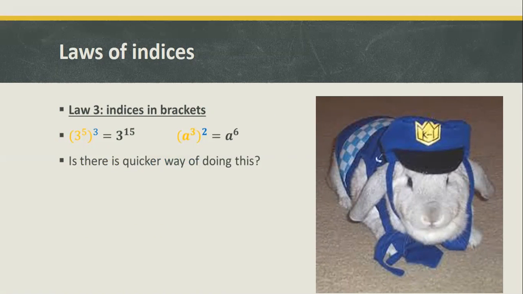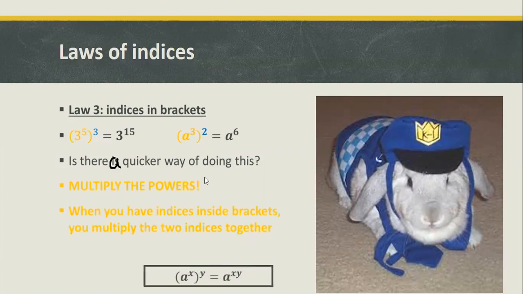So you just multiply the powers. So when you have indices inside brackets, you multiply the two indices together. So just like what you can see.